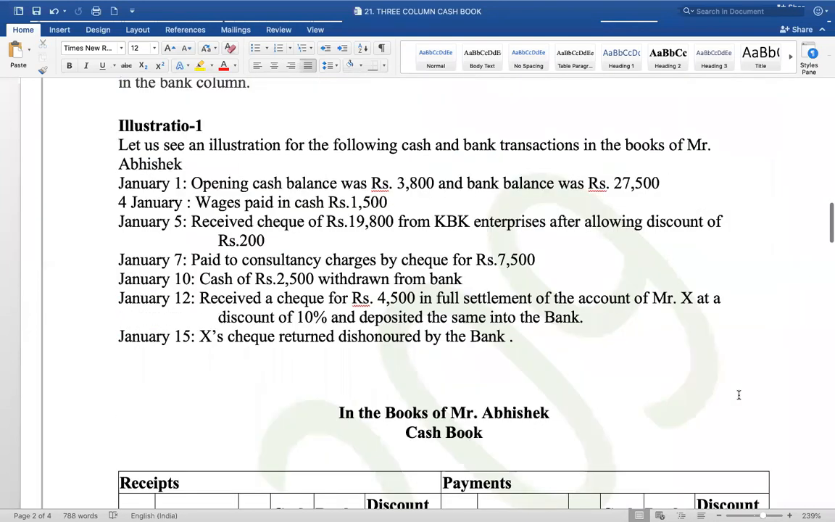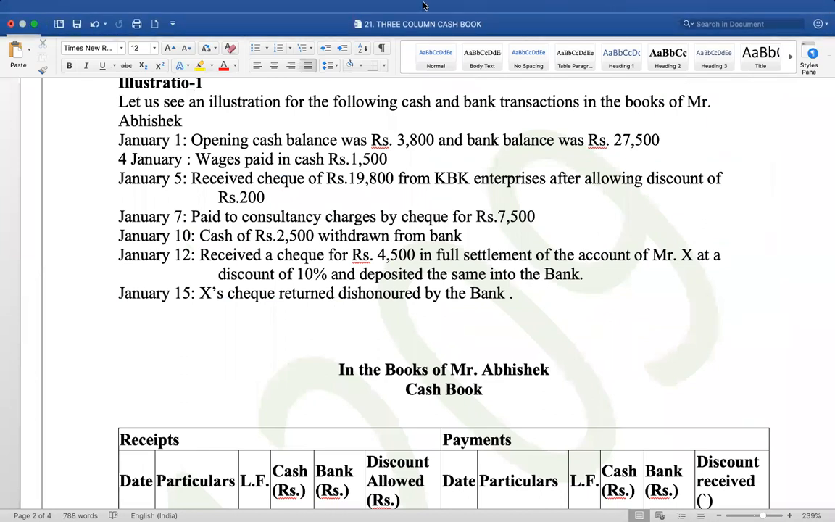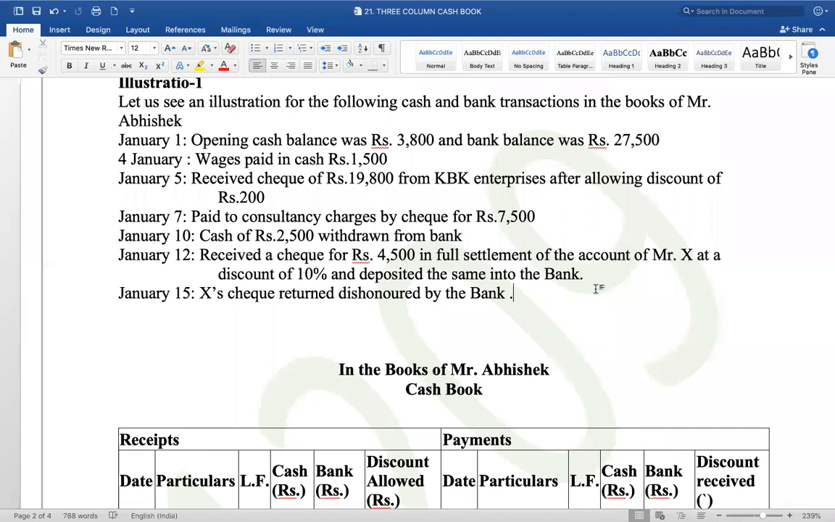Now look at this problem. Illustration 1. Who will take up reading this? Is Janvi available? Yes, sir. Please go ahead. Illustration 1. Let us see an illustration of the following cash and bank transactions in the books of Mr. Abhishek. January 1st. Opening cash balance was 3,800 and bank balance was 27,500.